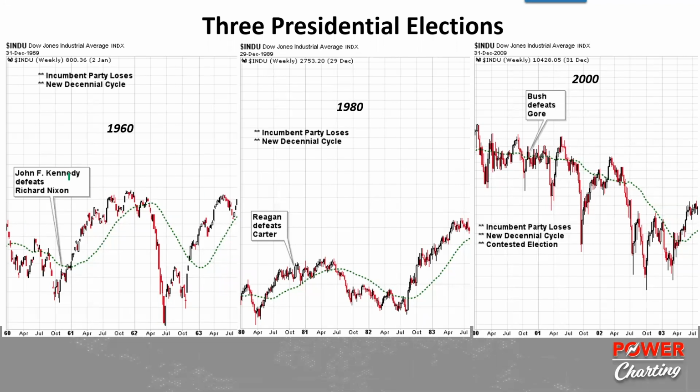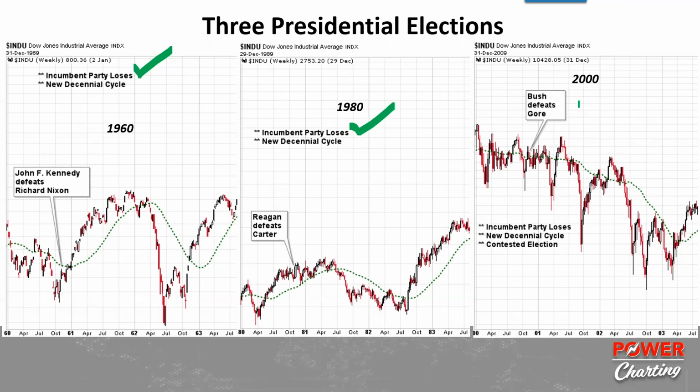And so in 1960, John F. Kennedy defeats Richard Nixon. At the end of 1960, the incumbent party lost. Nixon was the vice president to Eisenhower, so the incumbent party did not keep the White House into a 3rd term. Reagan defeated Carter in 1980. Now, Carter was trying for a 2nd term and did not get it. And so the incumbent party loses. And this is a new decennial cycle in both cases.